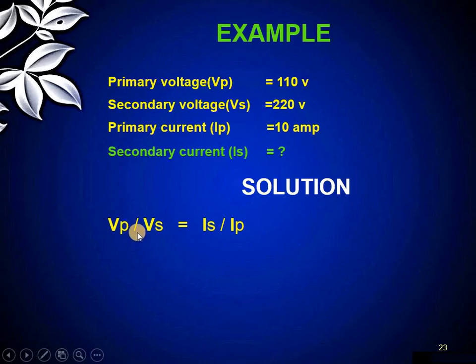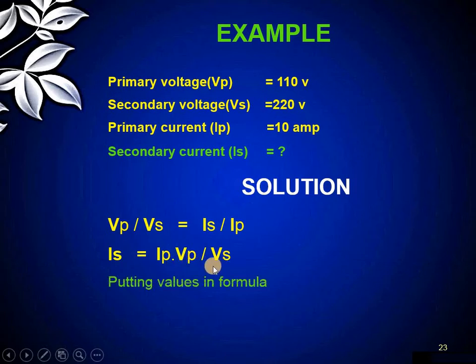Primary voltage over secondary voltage is equal to secondary current over primary current. That is our formula. Secondary current is equal to primary current into primary voltage over secondary voltage. Putting the values in the formula, secondary current is equal to 10 into 110 over 220. Secondary current is 5 amperes.